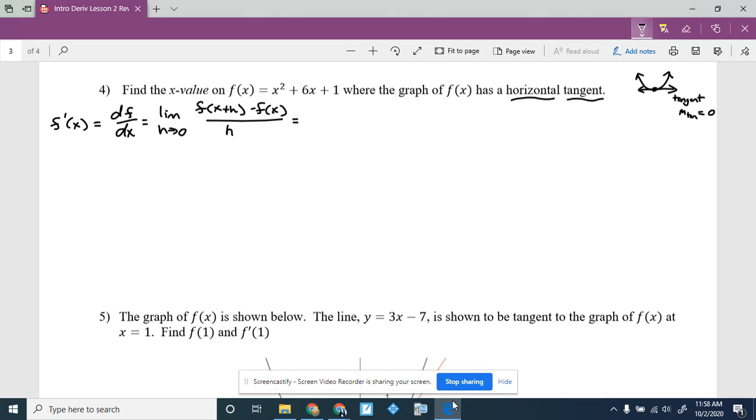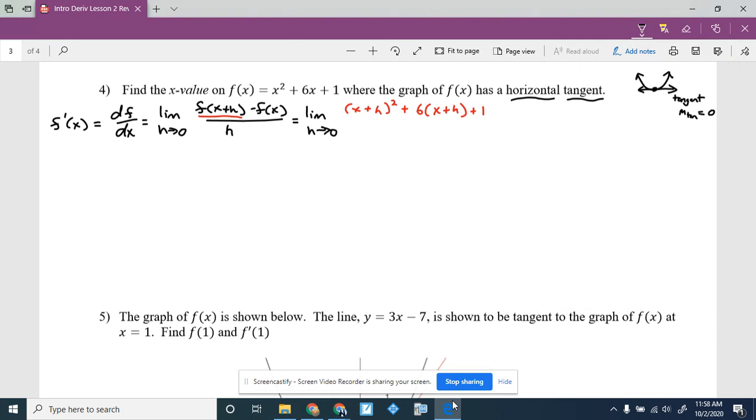All right, so let's do it. So how do I do it? Right now I have to simplify this function notation. So I have to do f of x plus h. f of x plus h means put x plus h in the function f where you see an x. So I see an x there, I see an x there. So that's going to give me x plus h squared plus 6 times x plus h, and then plus 1.